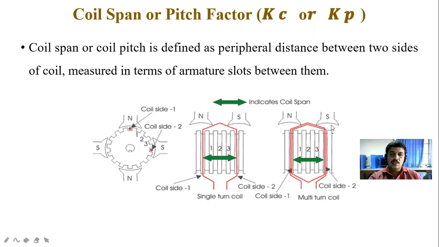Similarly, in this second figure, the coil span is again 3 slots, for a multi-turn coil. For a multi-turn coil, the two coil sides of two turns are placed in the first slot and the remaining two coil sides are placed in another slot. In between these coil sides, there are three slots present, therefore the coil span is equal to 3 slots. Simply, coil span is the peripheral distance between the two coil sides of a coil, measured in terms of armature slots present between them.